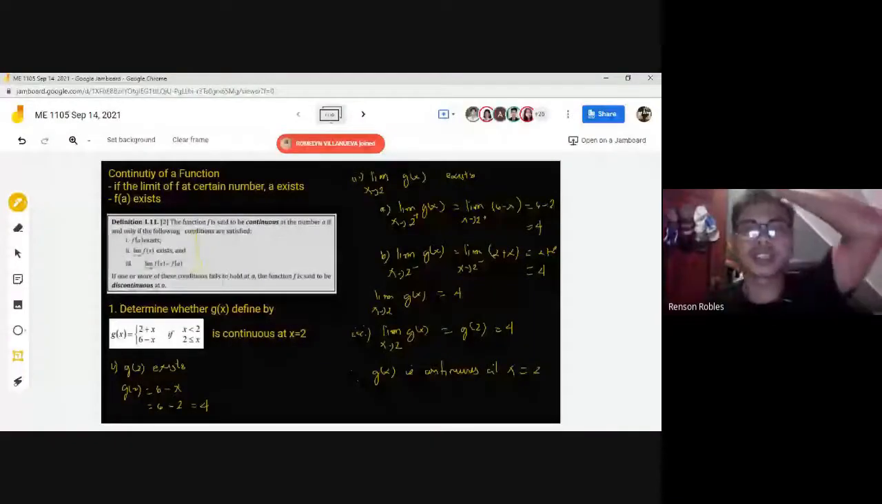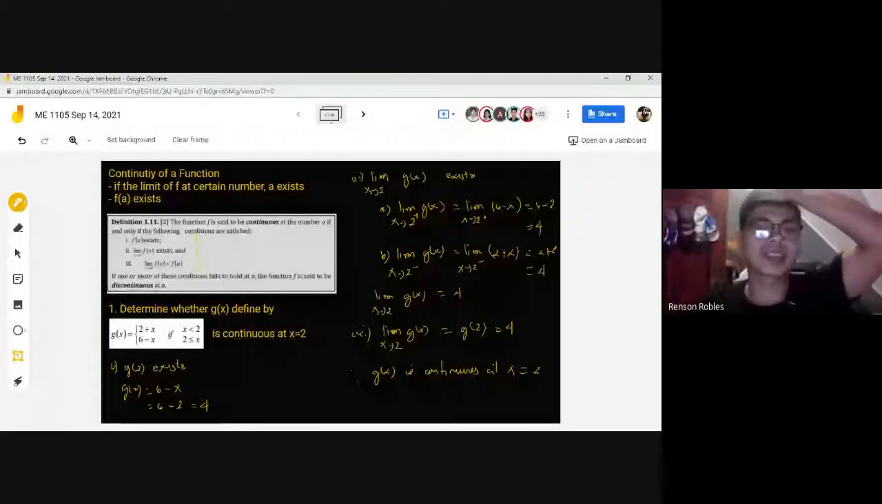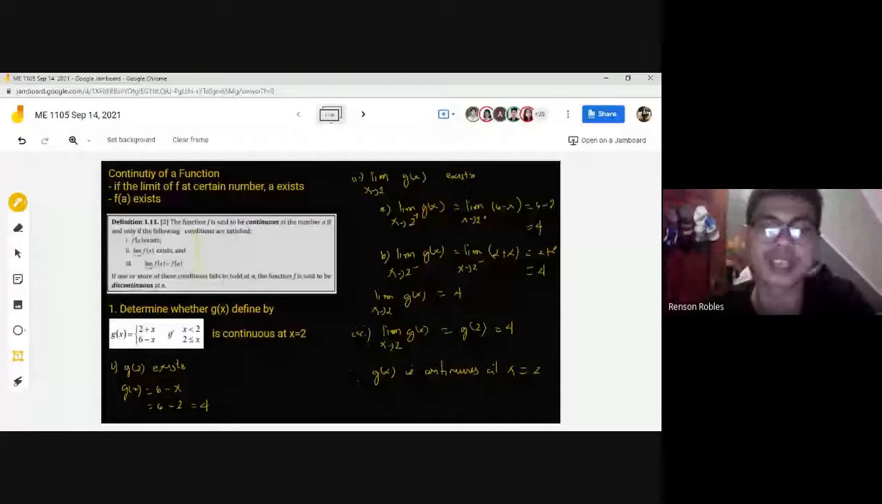So that's how you do it. First, you have to show that the function exists at a certain number a. Number 2, you have to show that the limit of the function at a certain number will also exist, and that can be done by getting the right-hand side and the left-hand side limit. And number 3, you have to show that the limit of that function at a certain number is equal to the value of the function at that particular number.